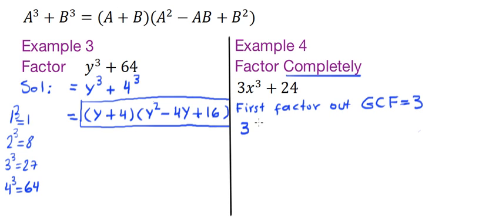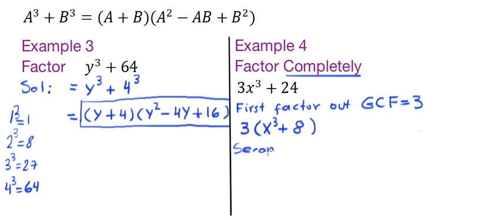So factoring out 3, we're going to get 3x cubed divided by 3. 3 divided by 3 is 1. We don't have to write a 1, so we'll get just x cubed plus 24 divided by 3, 8. So we get x cubed plus 8. Now, since it says factor completely, we should continue factoring this part, x cubed plus 8. And indeed, we did this in example 1, right? So I'm going to just do it quickly.